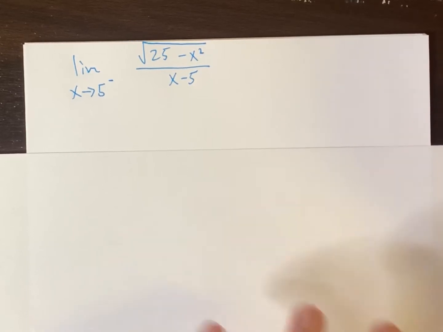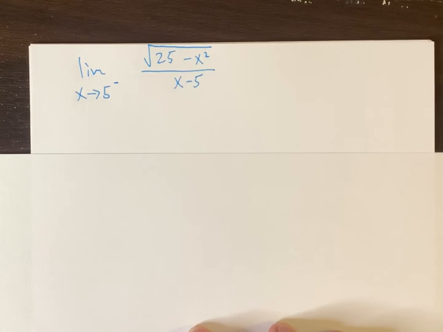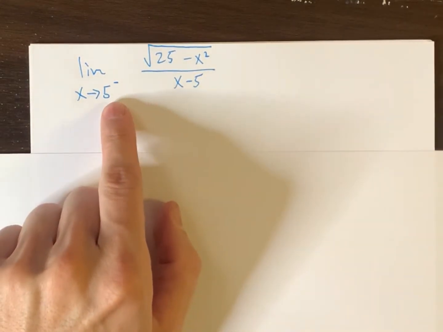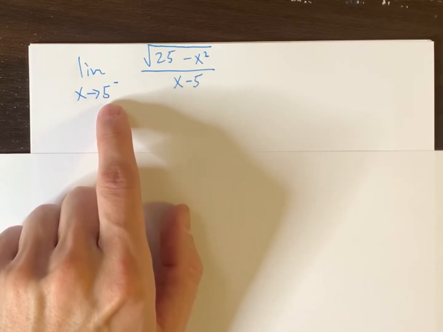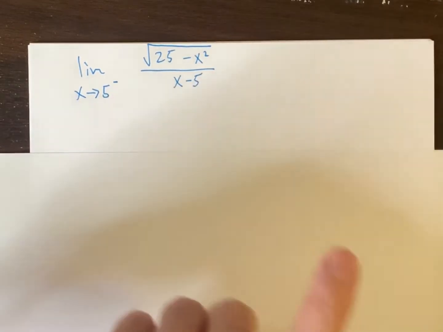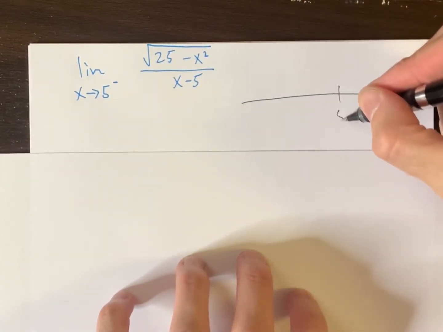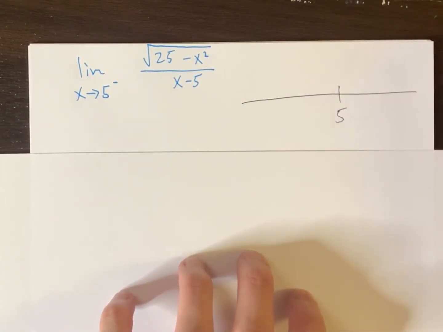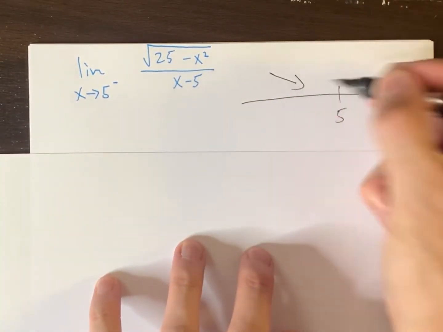So for number 14 from that same section last time, this is what we have. And notice that we're not approaching a number per se, we're approaching a number from a direction. We're approaching 5 from the left. So think of the number line. Let's say this is the number 5 on the number line, and we're coming at it from the left-hand side, which means we're coming at it from the left.